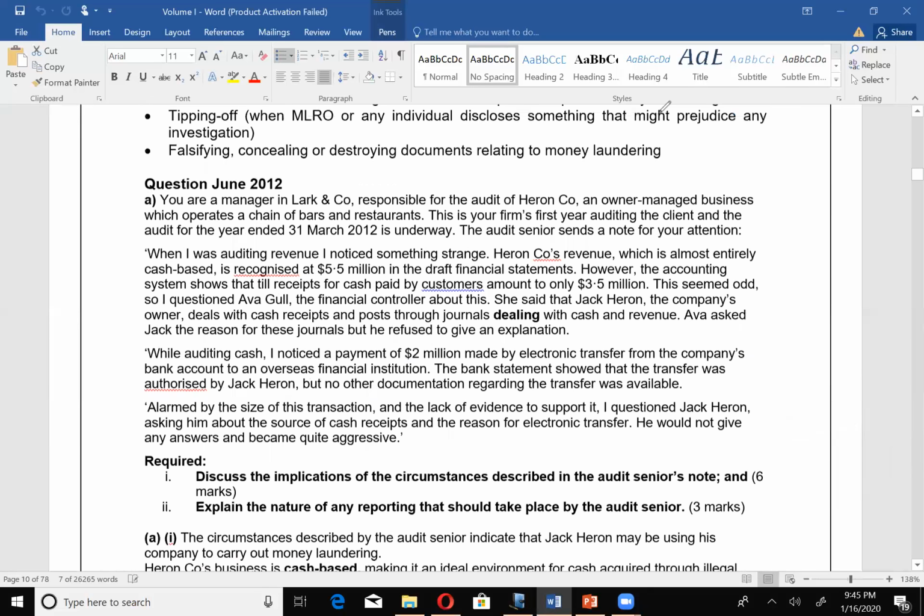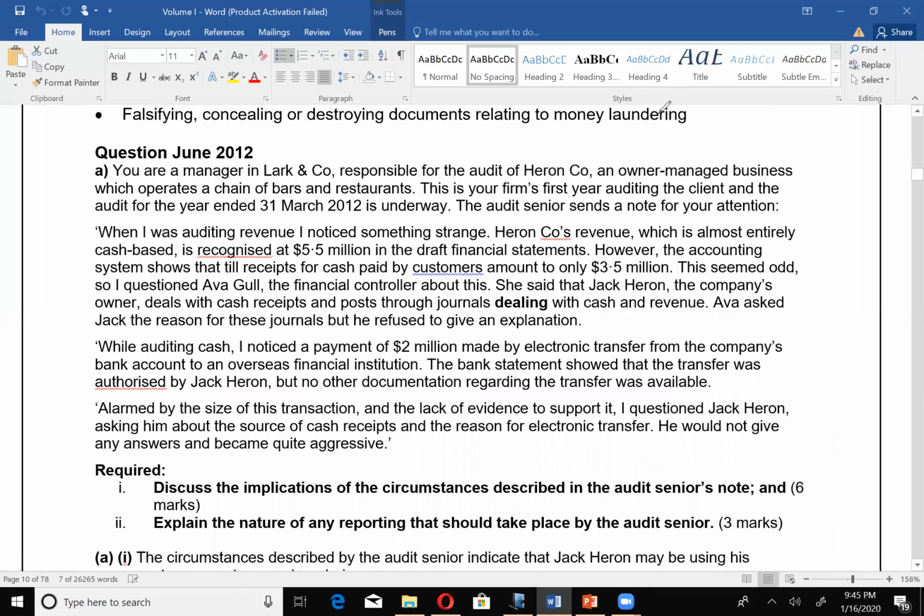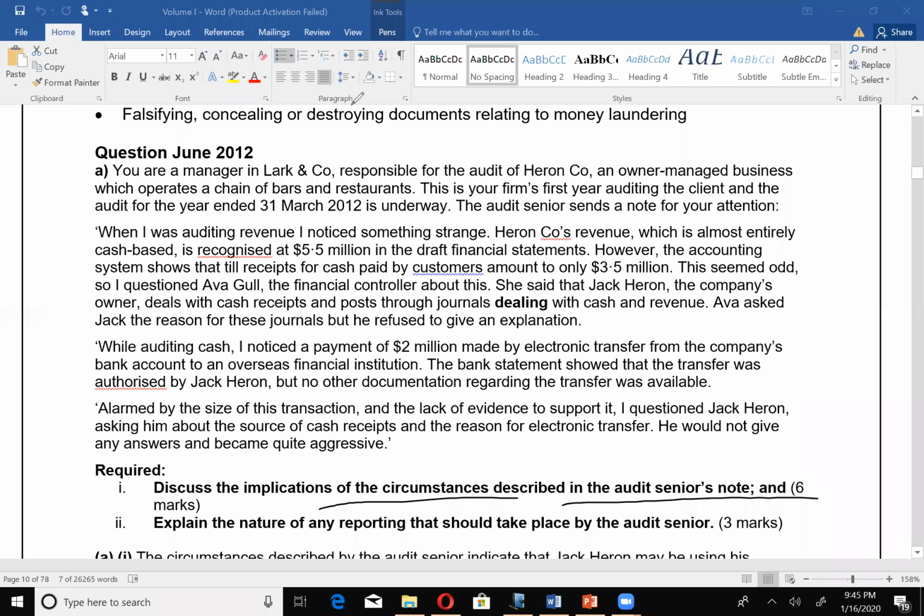Now, students, here is a question in front of you. Past exam question, June 2012. The question is: discuss the implications of the circumstances described above in the audit senior's note, and explain the nature of any reporting that should take place by the audit senior. So this is quite easy, knowledge based. I will discuss it. First of all, 6 marks.